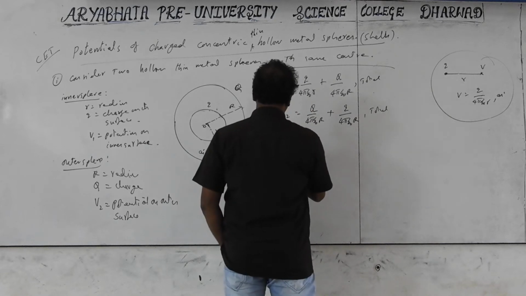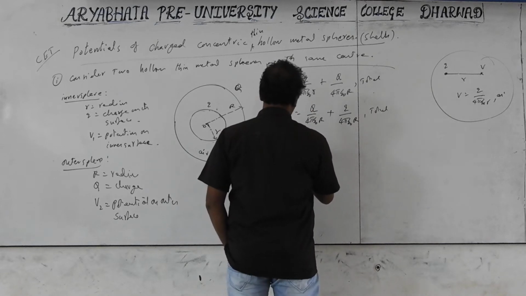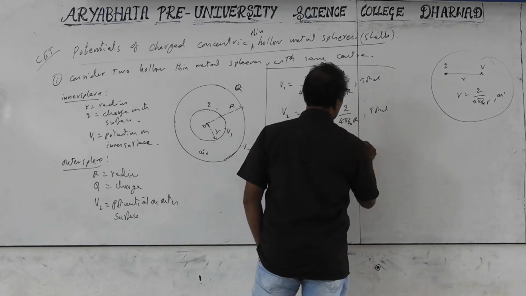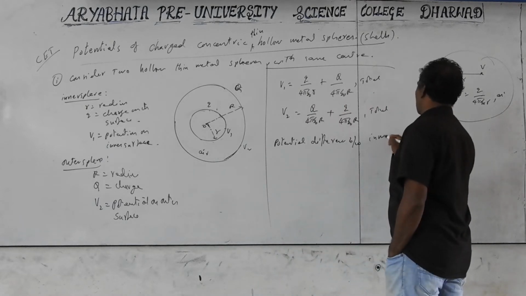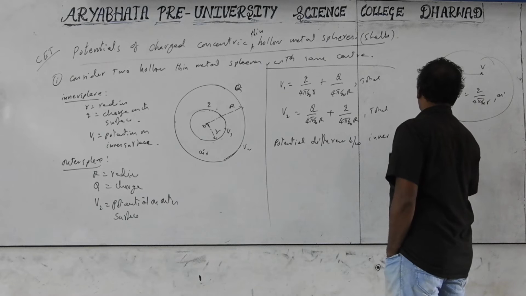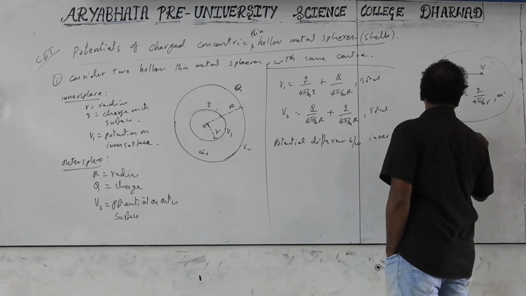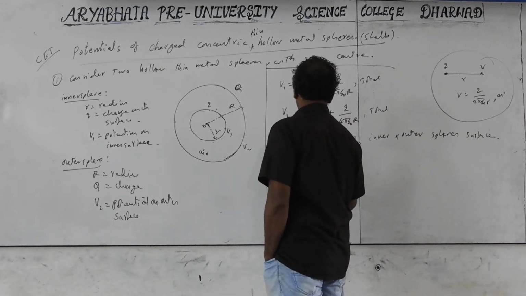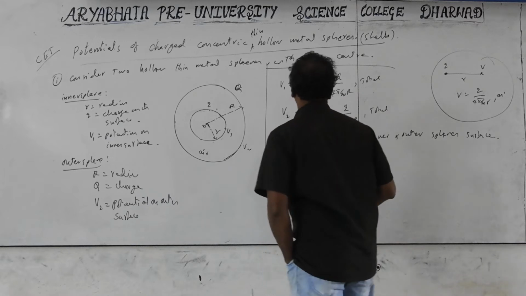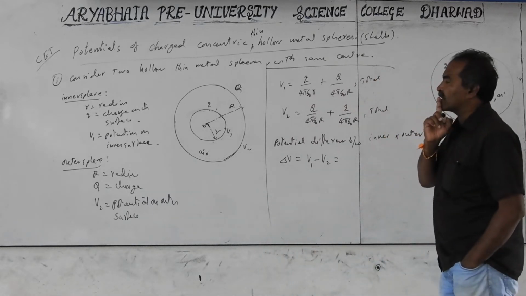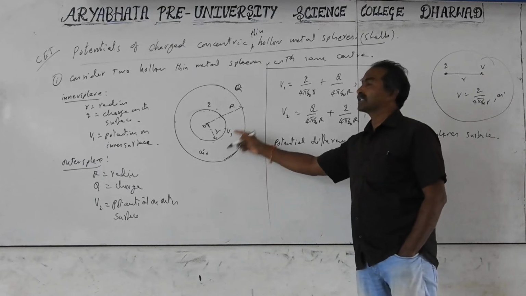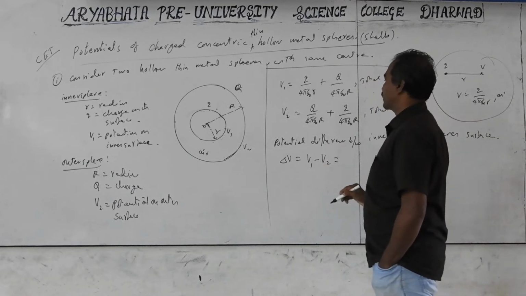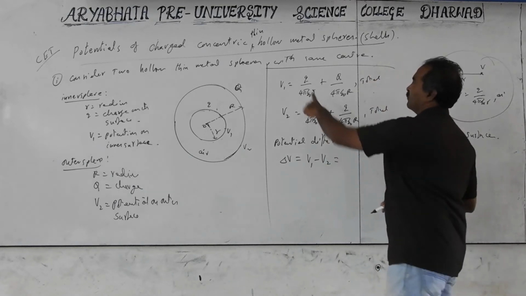So the potential difference between the inner and outer sphere surfaces is delta V equals V1 minus V2. Inner minus outer, I am saying. We will check whether our assumption is correct, because we think that V1 is greater than V2. At the end of the derivation we can verify that. V1 minus V2.